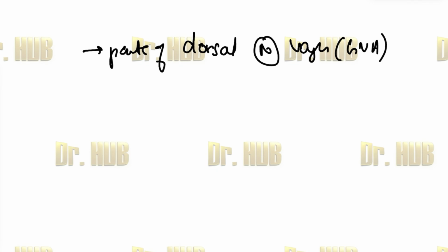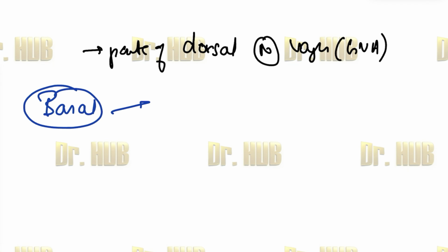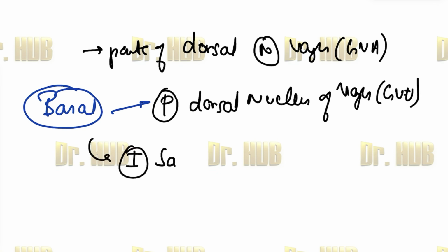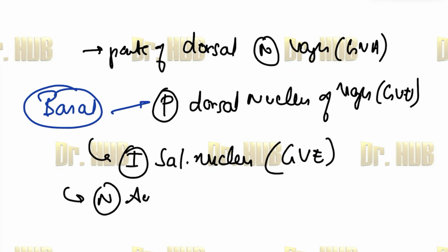Next, we have the basal lamina under the medulla oblongata. Under this, there are parts of dorsal nucleus of the vagus. Next comes the inferior salivary nucleus, the nucleus ambiguus, and the hypoglossal nucleus.